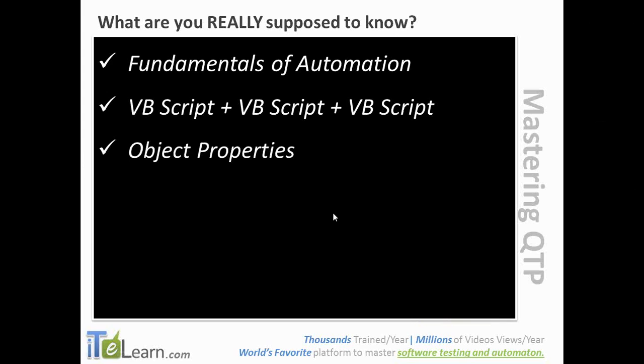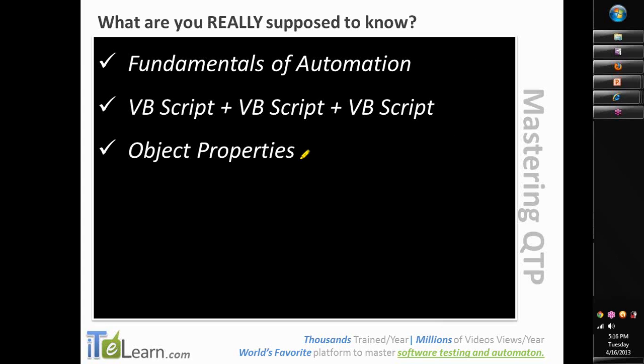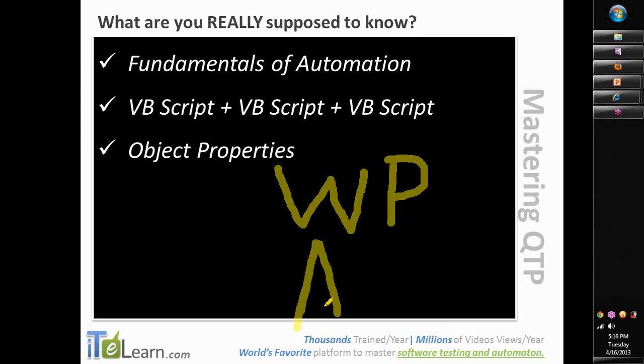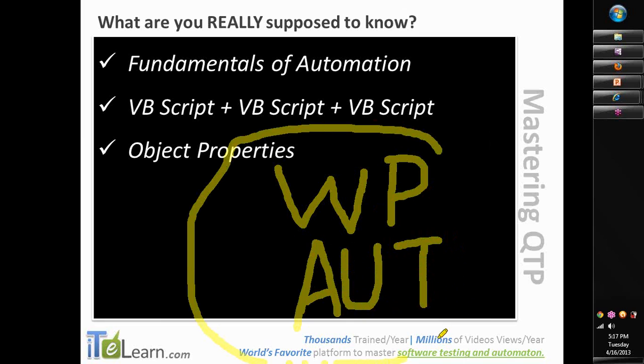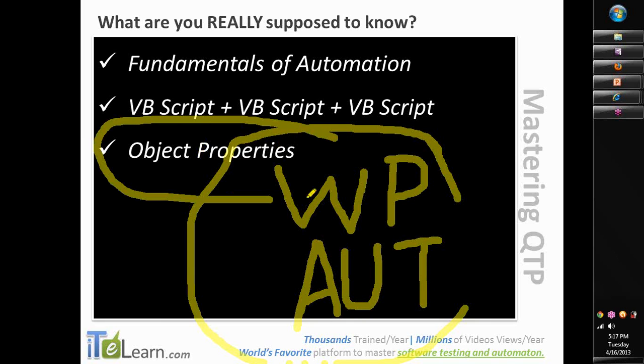Then there is the whole concept of object properties or objects itself in QTP. The idea about how you identify objects on a web page or on any application under test, that is critical. The art of identifying the objects and how you can work around that specific section is very critical.